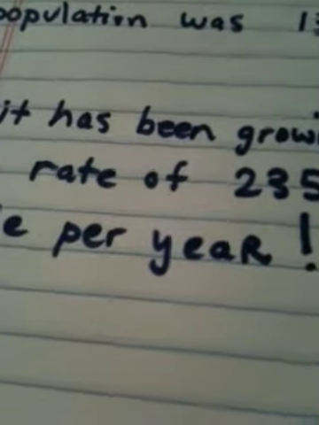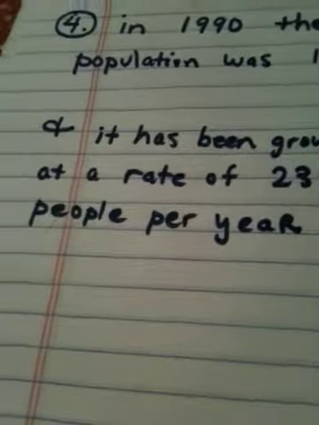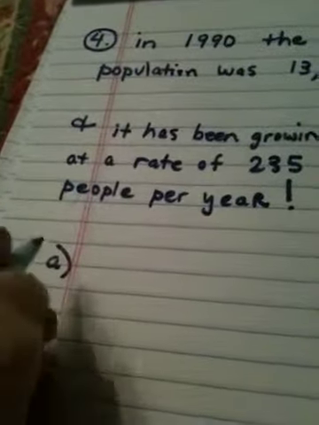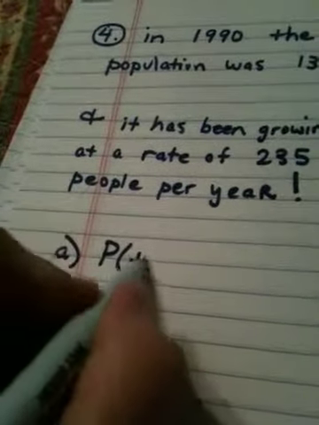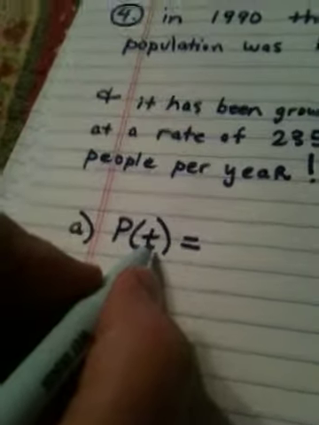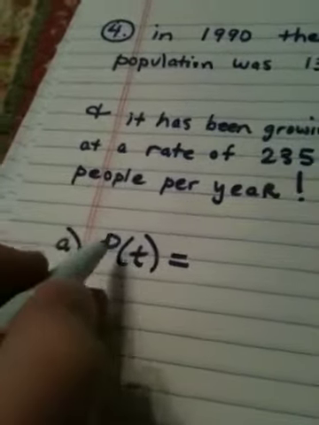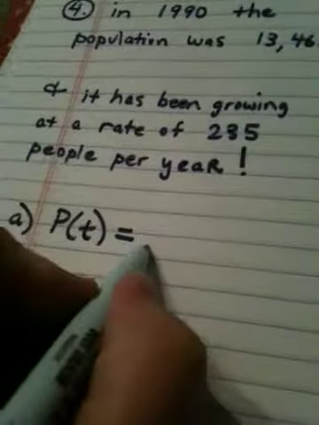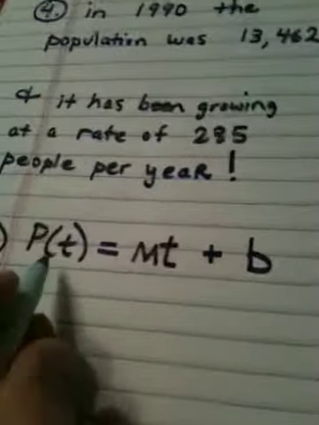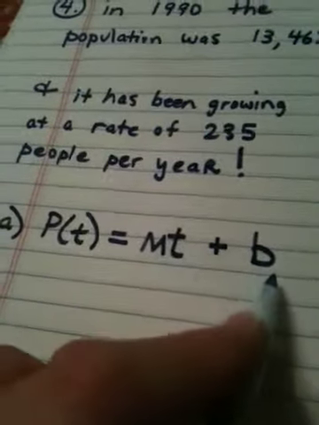Part A says, write a linear equation expressing the population of this town as a function of t, where t is the number of years since 1990. So again, P of t is not just randomly the time. T is the number of years that have gone by since 1990. P is the population. I know it's a linear model, so I can write mt plus b. Y equals mx plus b. This is P of t equals mt plus b.